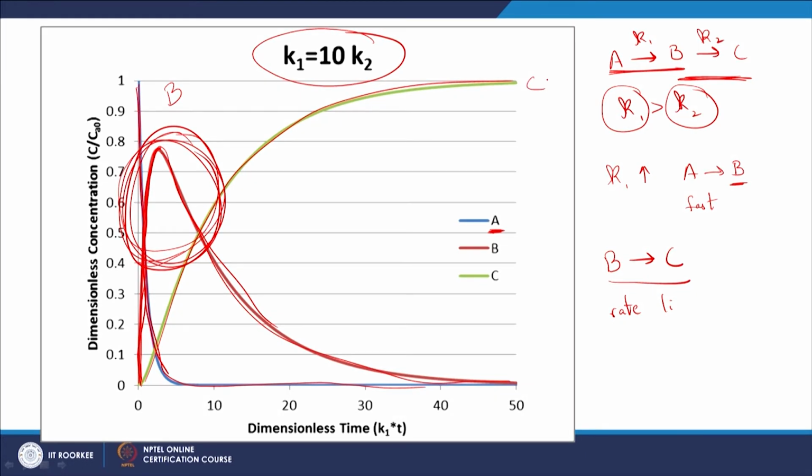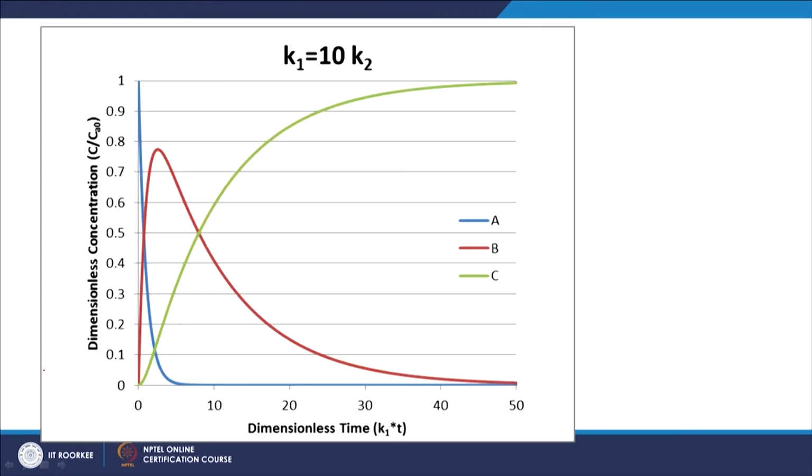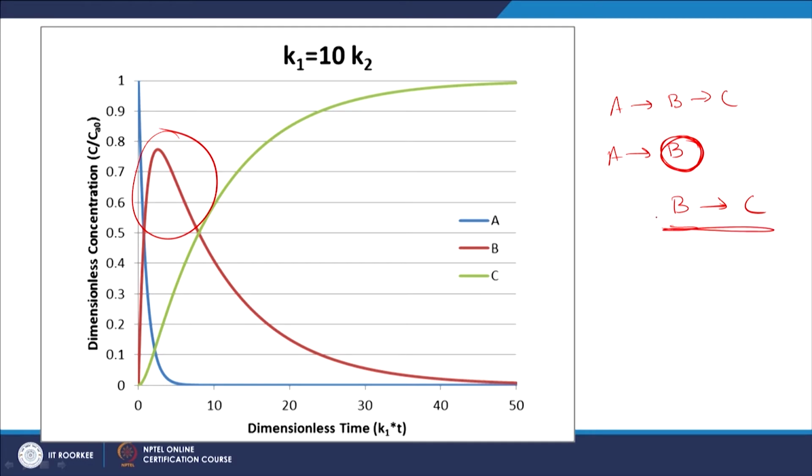So let us look at that once again. Here we have A going to B going to C, and A going to B is much faster than B going to C. So you see accumulation of B, right. That is what you are seeing in this particular case. A going to B is relatively fast, but B going to C is relatively slow. So you have a rate limiting step, which is B going to C. Let us move on to another example.